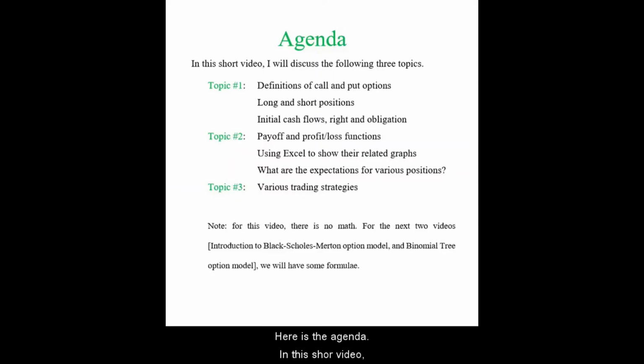Here's the agenda. In this short video, I'll discuss the following 3 topics. Topic number 1. What are the definitions of call and put options? Long and short position. Initial cash flow, right and obligation of various positions. Topic number 2. What are the payoff and the profit loss function for call and for the put?